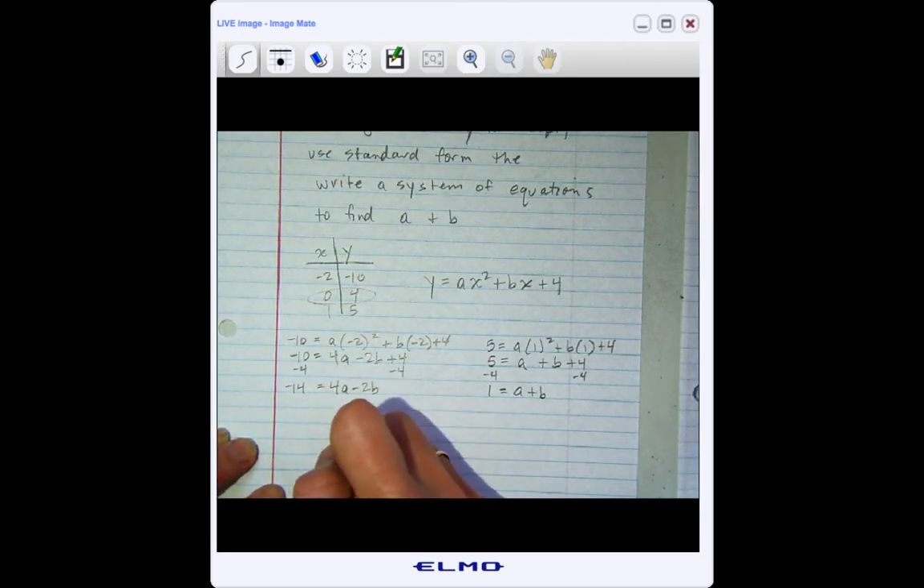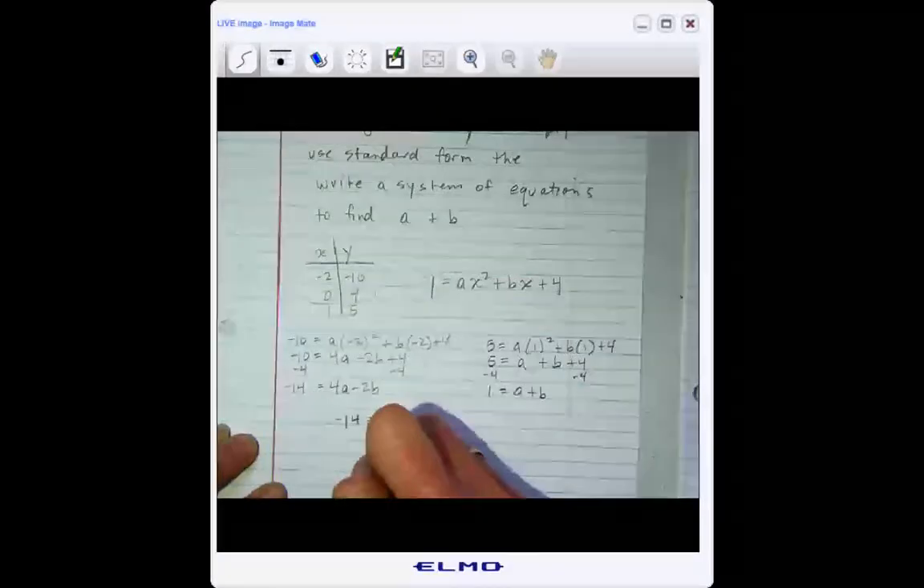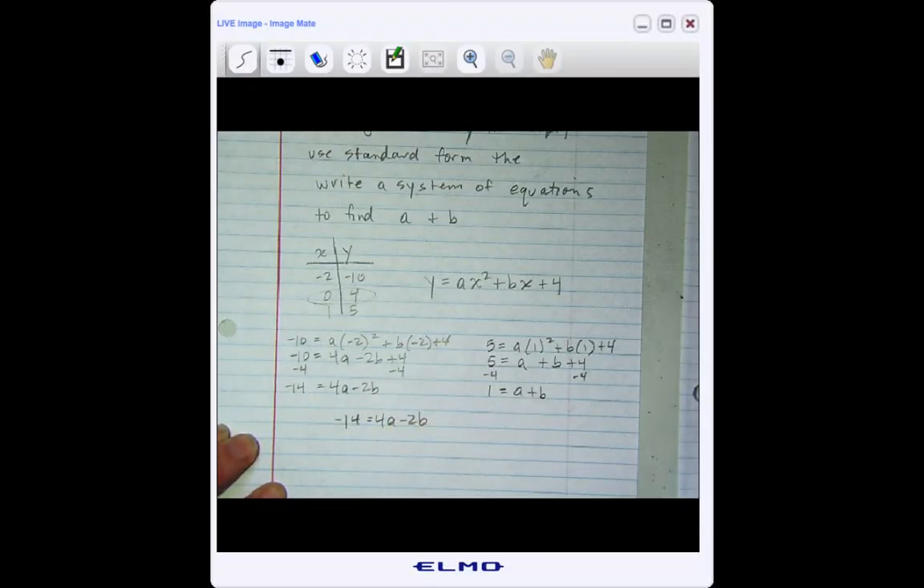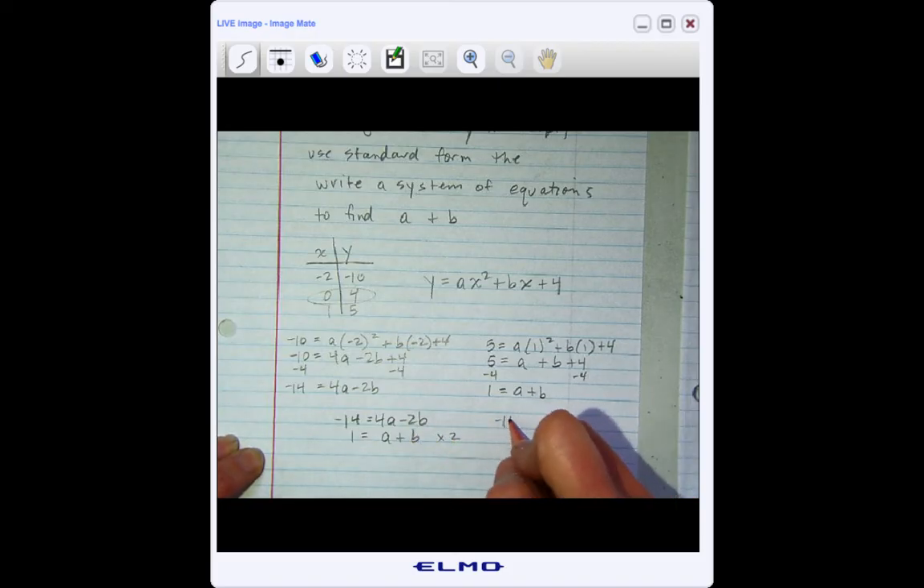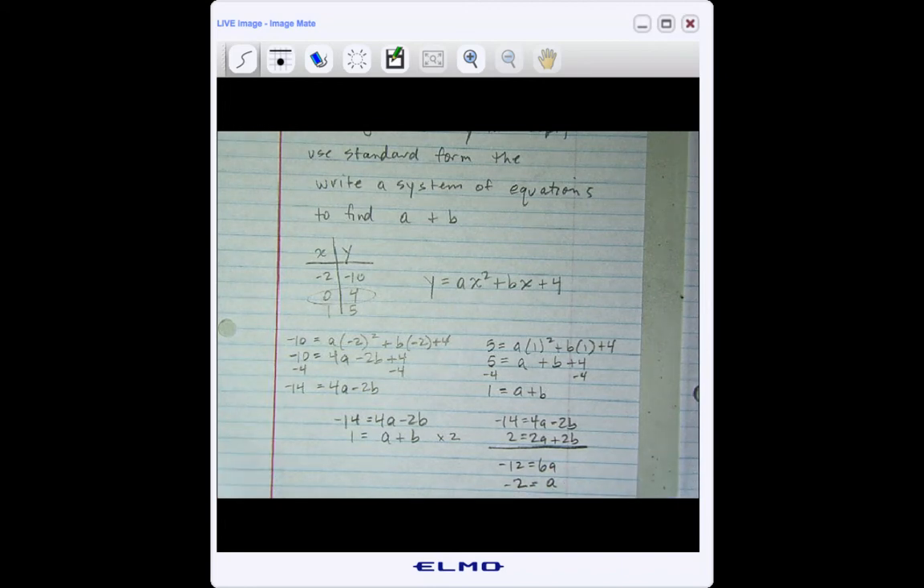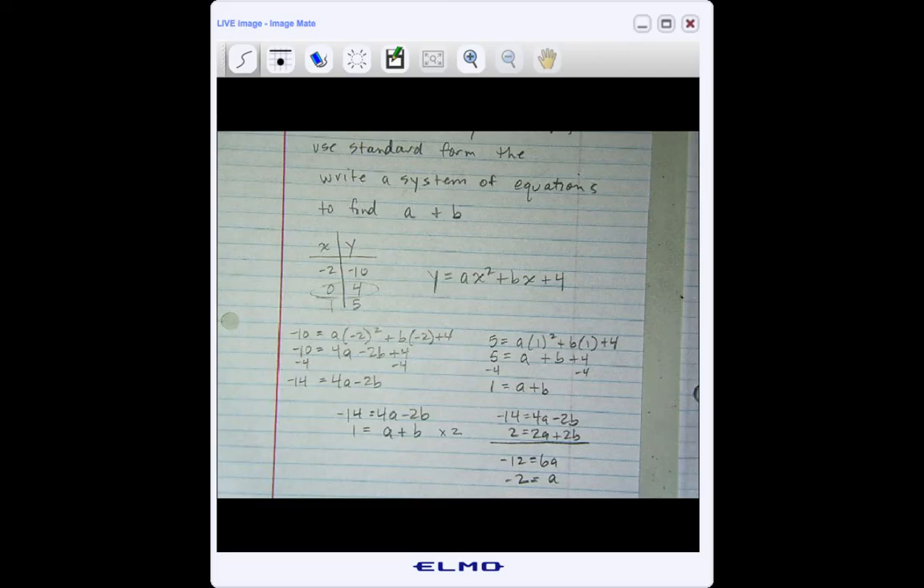Okay, so now I'm going to solve my system with these two equations. So I've got negative 14 is equal to 4A minus 2B. And I've got 1 is equal to A plus B. I think I'm going to multiply this bottom one by 2. So let's see, 2 is equal to 2A plus 2B. Okay, so this is going to give me negative 12 is equal to 6A. So A must equal negative 2. Now that I know what A is, I'm just going to use one of my two equations to figure out what B is. I think I'll use that one.